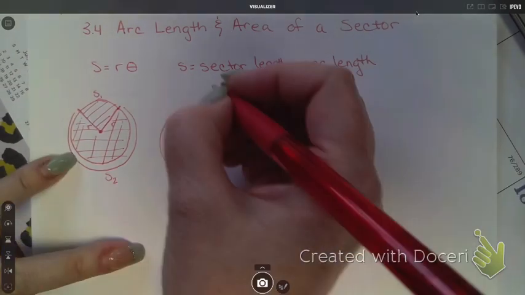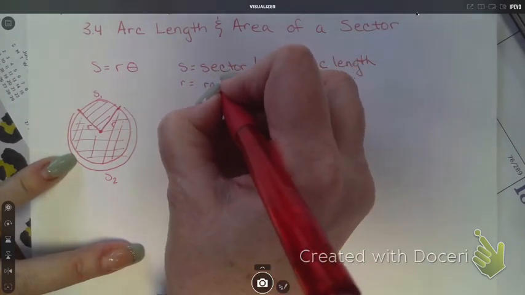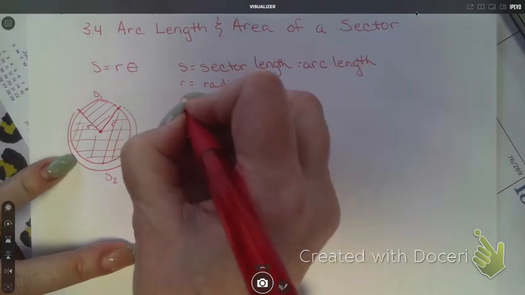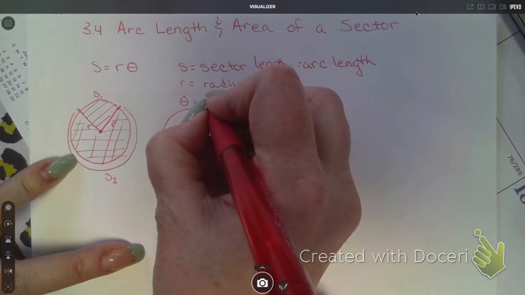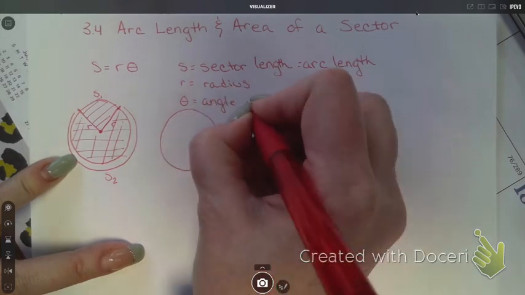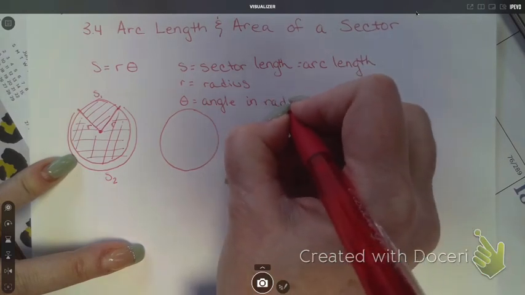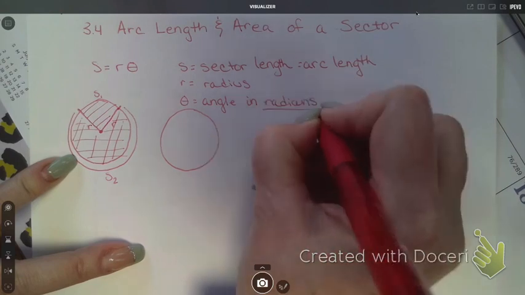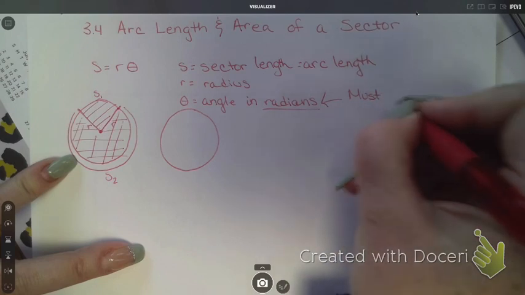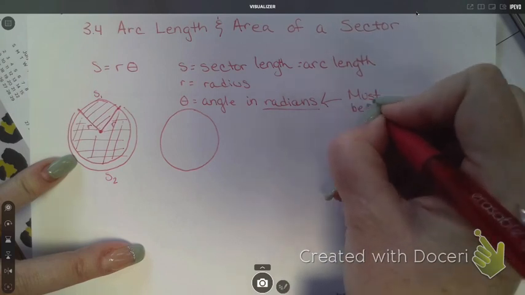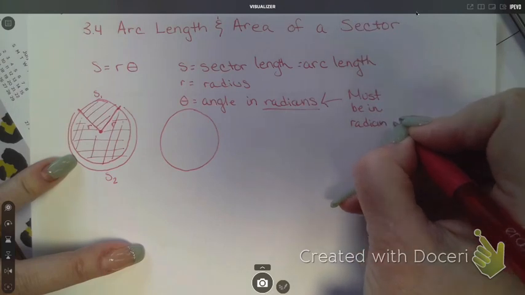Okay, what is R? Radius. What is theta? It's the angle in what? Radians. Theta must be in radians. If it is not in radians, then you have to put it in radians.